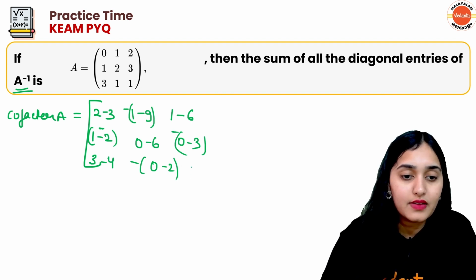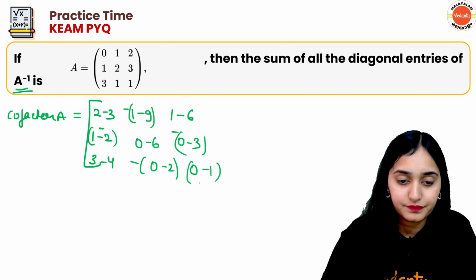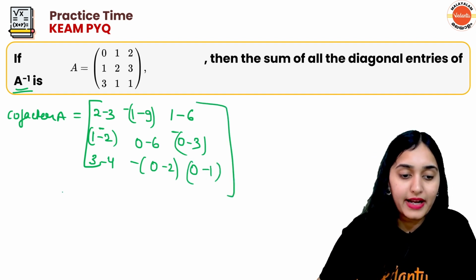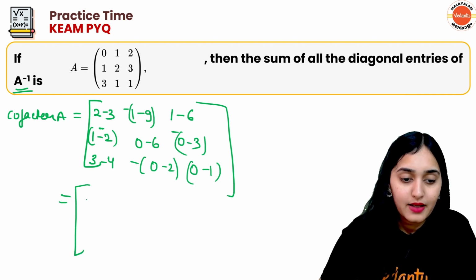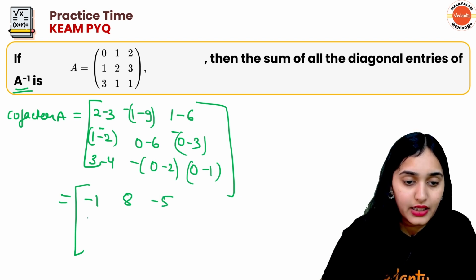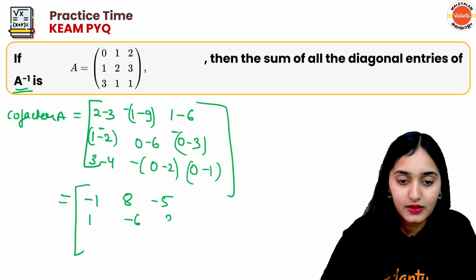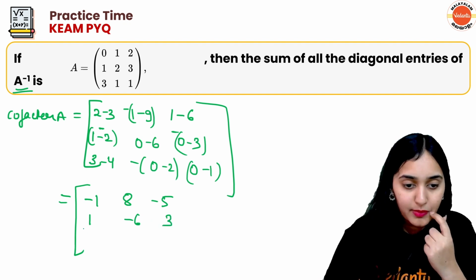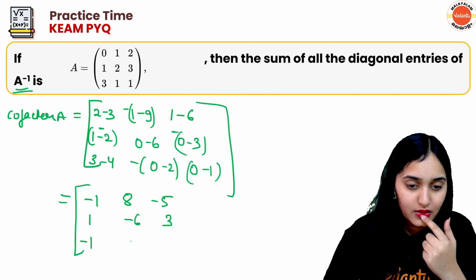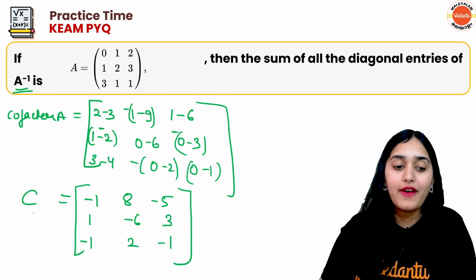Lastly we have 0 minus 1. So cofactors of A is minus 1, 8, minus 5, then 1, minus 6, 3, 3 minus 4, minus 1, 0, minus 2, plus 2, minus 1. So this is cofactor of A.